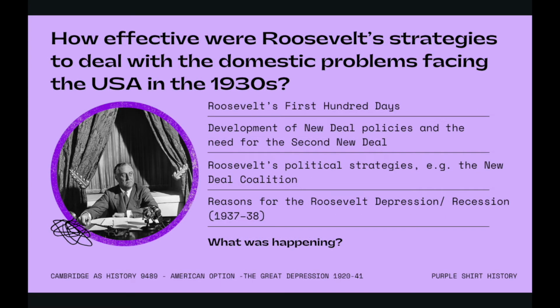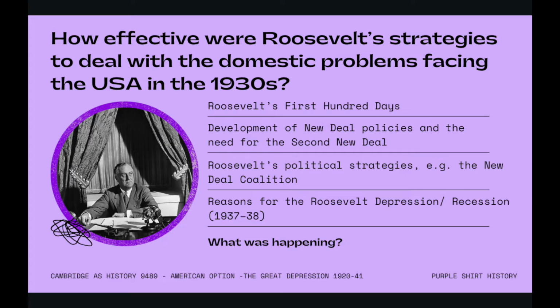How effective were Roosevelt's strategies to deal with the domestic problems facing the USA in the 1930s? The first 100 days are known for their massive amount of activity. So the first thing he does is shut down all the banks to see which ones are financially solvent and which ones will not survive. So there's bank holidays being put in place.